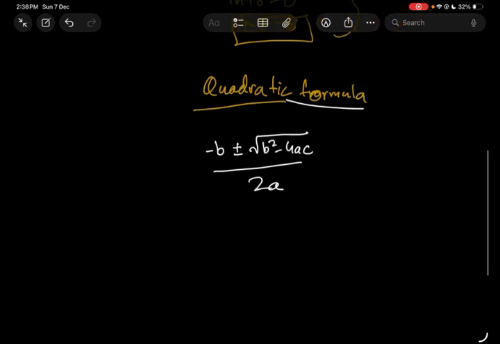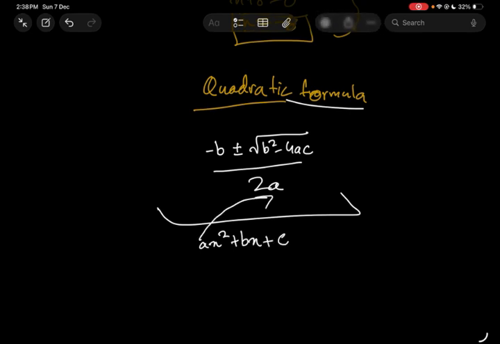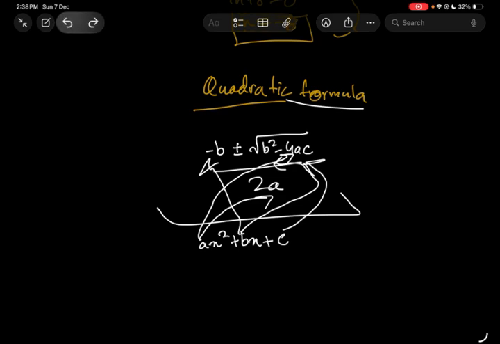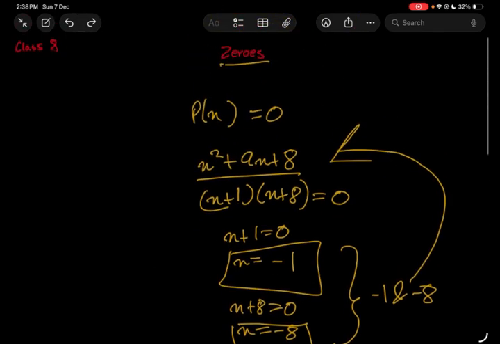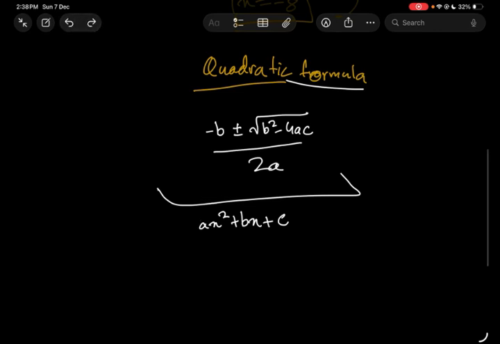So this is used for any polynomial ax square plus bx plus c. a is used here, b is used here and here, and a is also used here, and c is used over here. Let me move all these arrows. Right, so this formula is used over here.